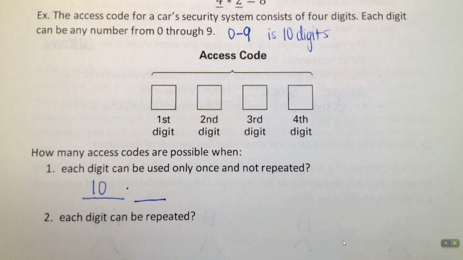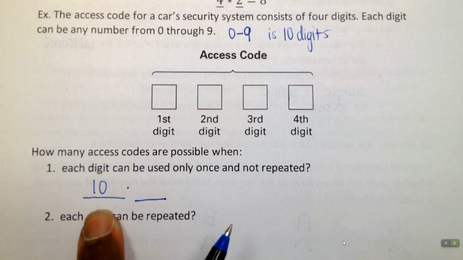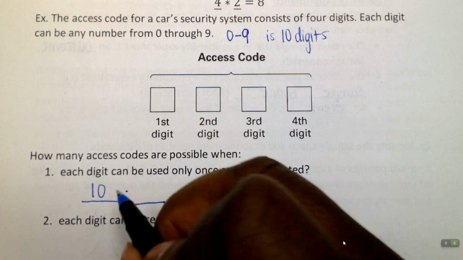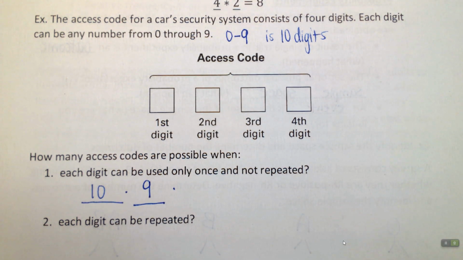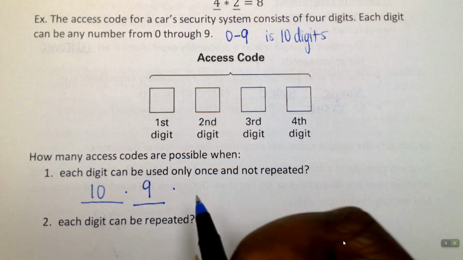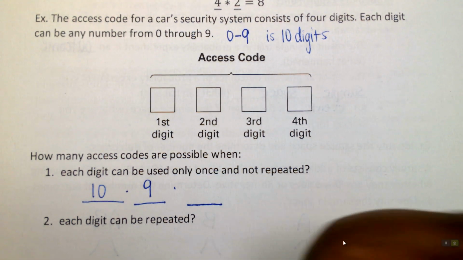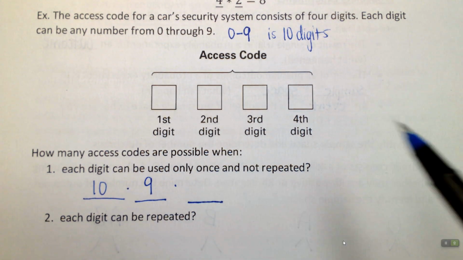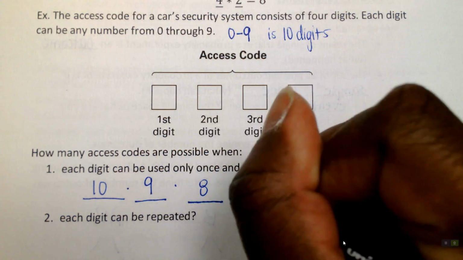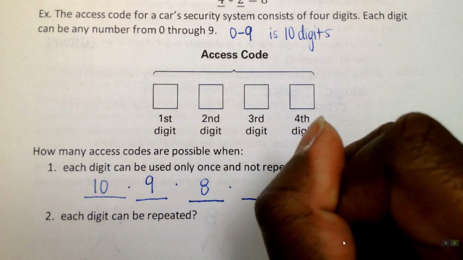But my next one does have a restriction. Whatever I have here, I can't use it anymore. So I'm down to 9 numbers now for my second digit. Whatever numbers are used already, I can't use them. So I'm down to 8 digits. And the last, what do you think it is?